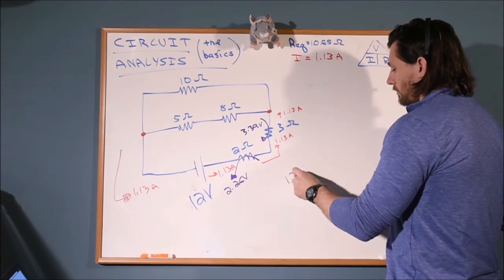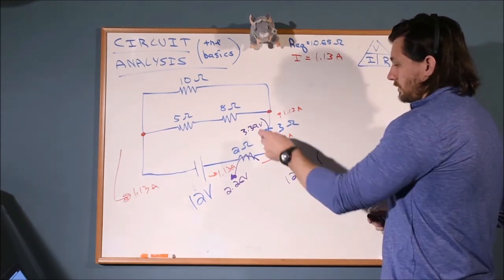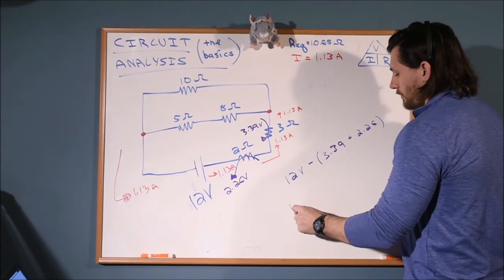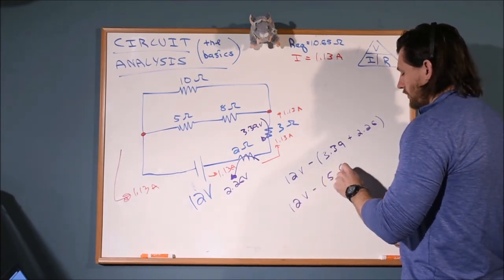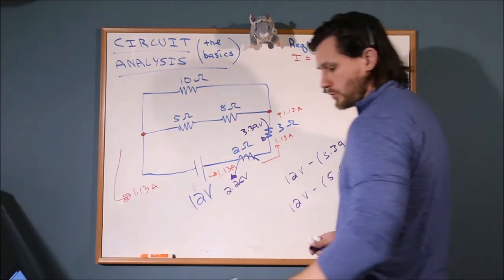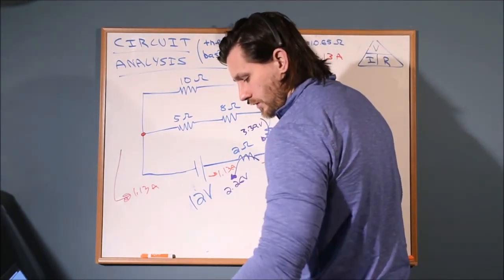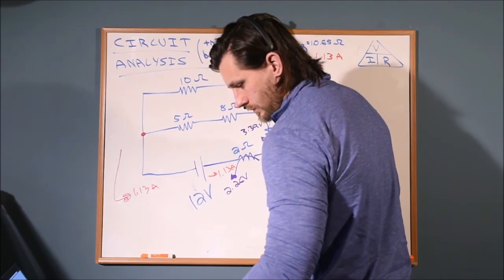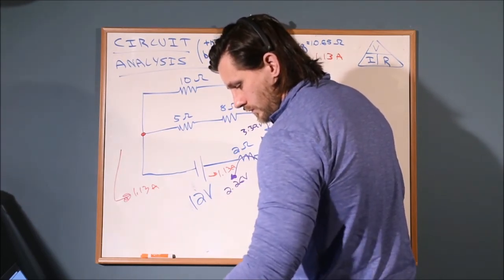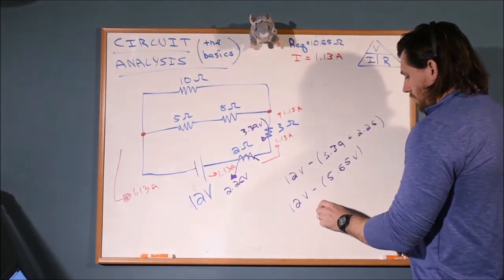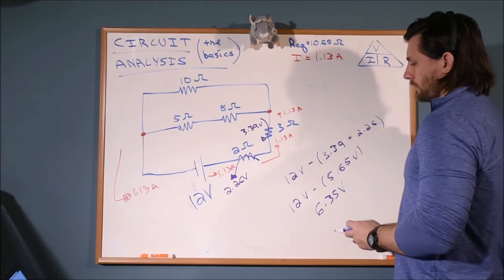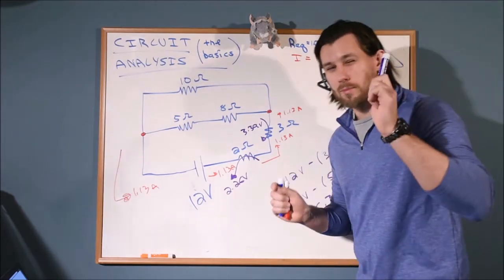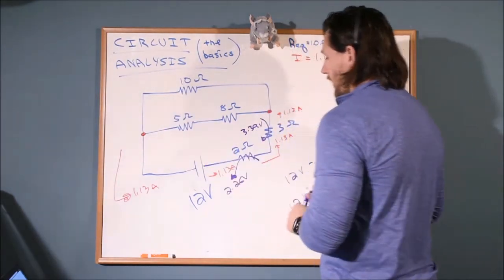Well, I started with 12, and I lost both of these, 3.39 and 2.26. Which, of course, is equal to, as I just said, 5.65 volts. And when I do 12 minus 5.65, I get 6.35. 6.35 volts. Now, again, going back to what I said before, voltage in parallel branches is the same. Parallel branches. So this branch and this branch both have the same voltage.